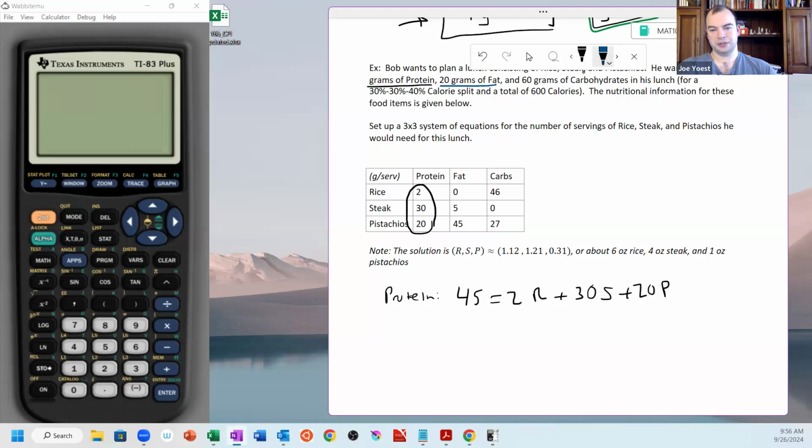We also need 20 grams of fat. So for fat, 20 has to equal, and very similarly, 0R, or I suppose we could just not write that, plus 5S plus 45P.